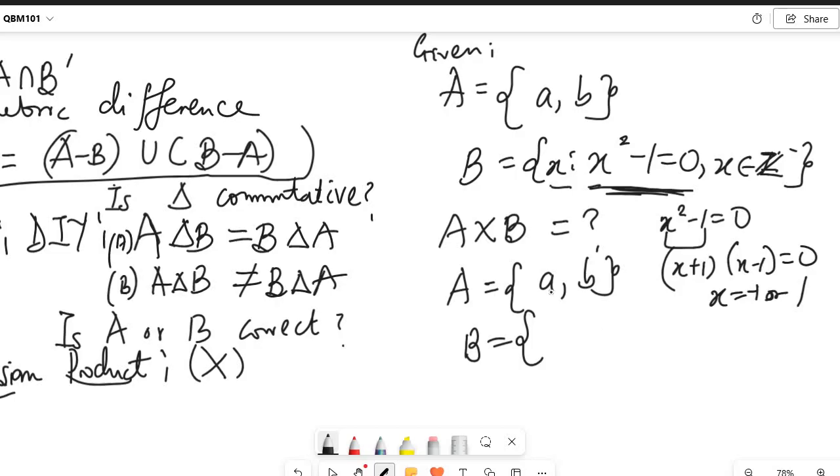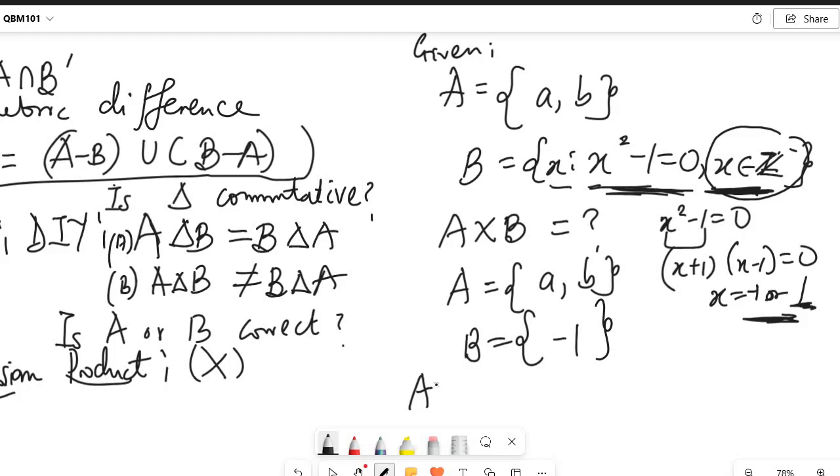Now, if I'm going to define B again, it says that my x that I've listed from this equation must be an element of negative integers. This means that for x to be an element of negative integers, I will look at the values of x I got, minus 1 and 1. You realize that 1 will be omitted, so minus 1 will be the only element of B, which will now make B a singleton, or unit set.